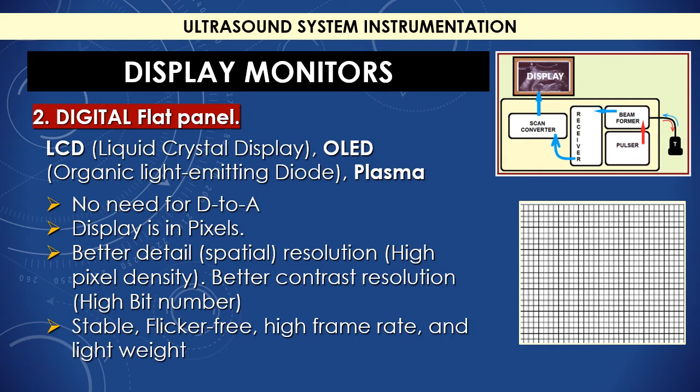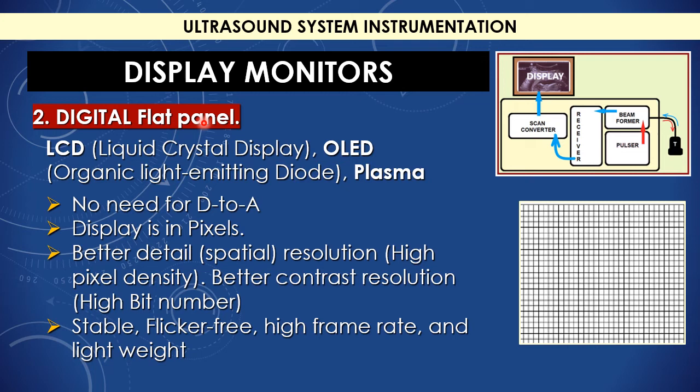The second kind of display is the digital or the flat panel display. Usually that was the LCD technique. Most of the flat panel displays of the ultrasound machines are LCD, which is the liquid crystal display, a digital display. There are other digital flat panel displays, but they are not commonly used in the ultrasound system, like the OLED, which is organic light emitting diode, or the plasma display. These are not common compared to the LCD. The LCD is the commonest type of digital flat panel display in the ultrasound system, okay? And if I'm using this digital flat panel, what I need to mention here, okay?